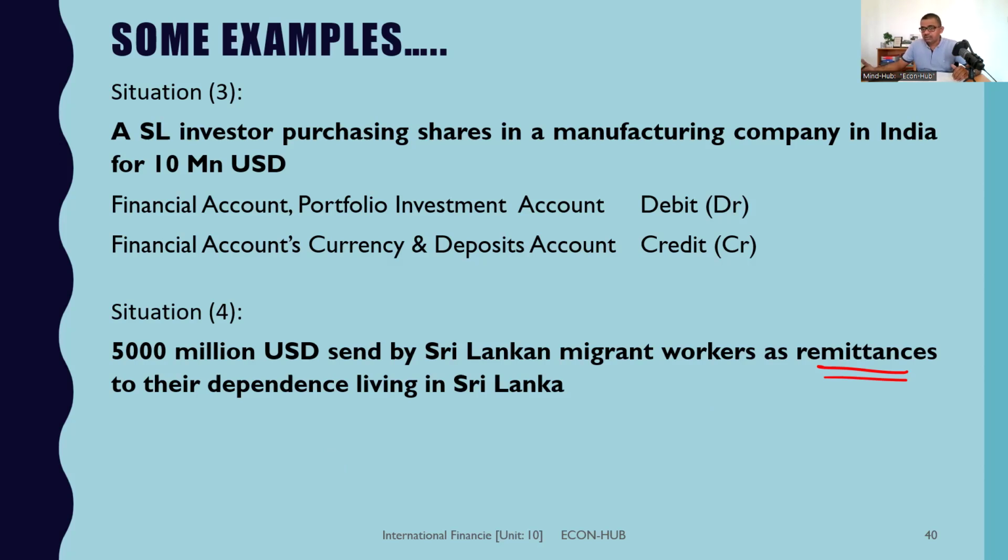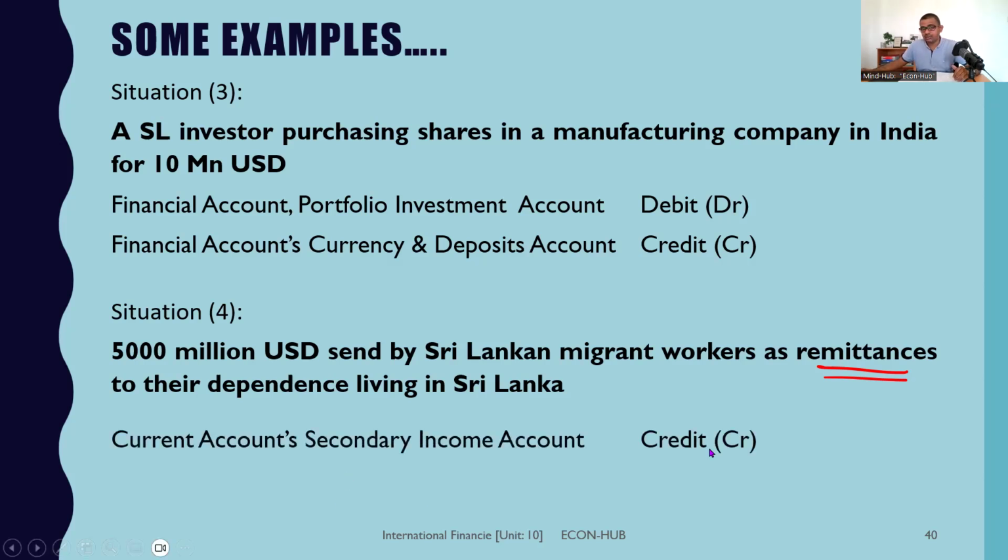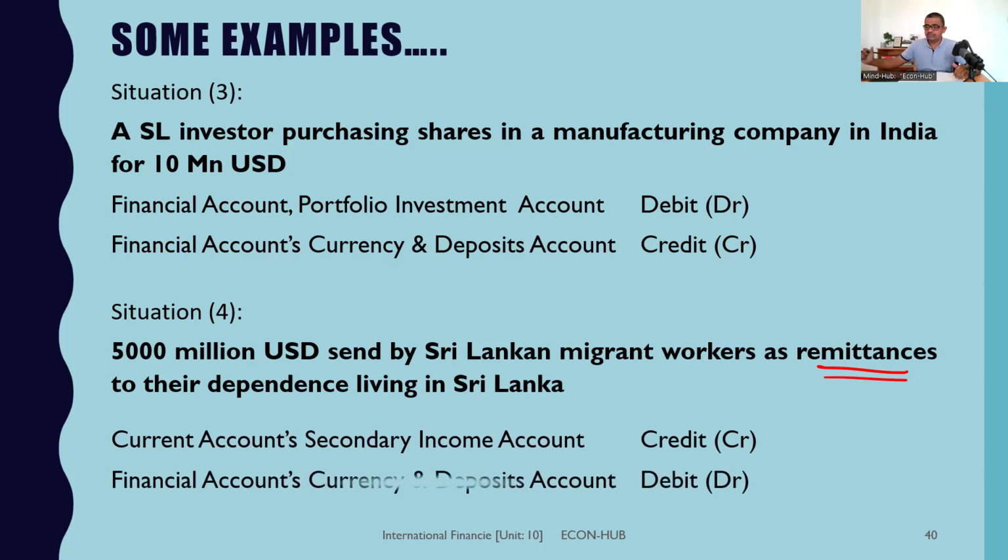Current transfers. Where do we record? Current transfers are recorded in the secondary income account, and it's an inflow. So secondary income account credit, financial, currency and deposits debit.